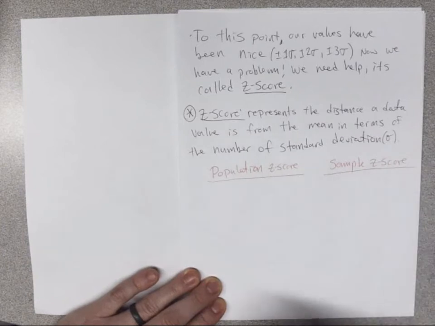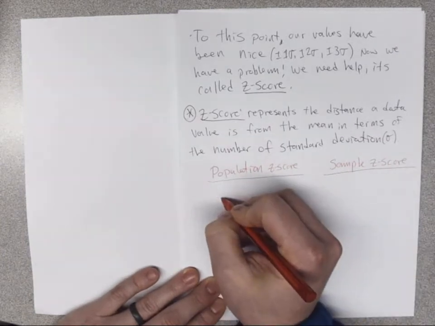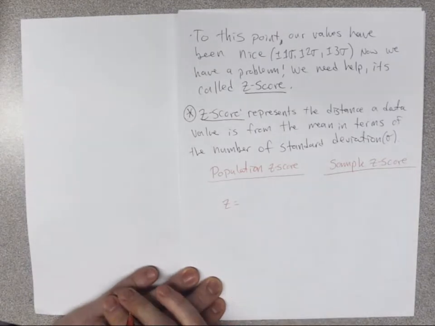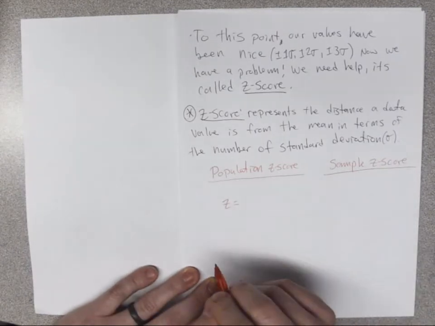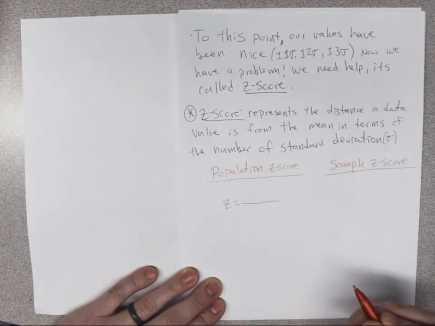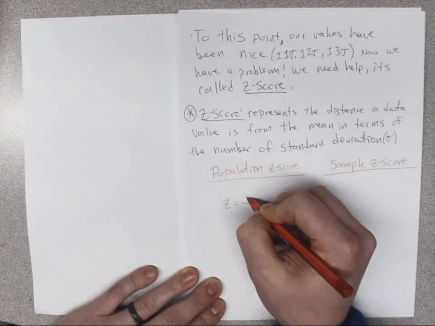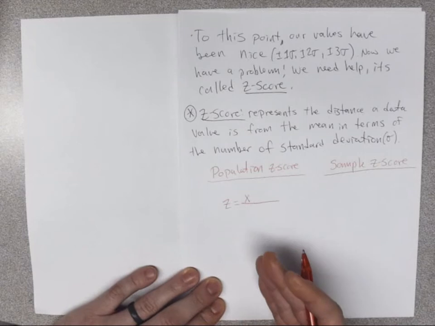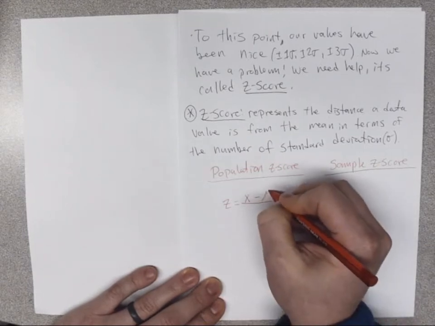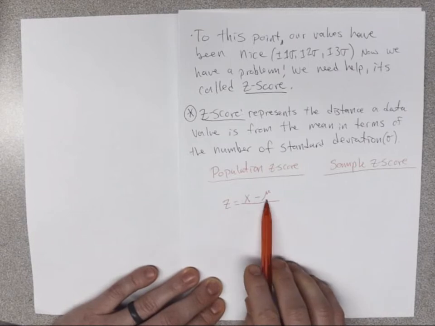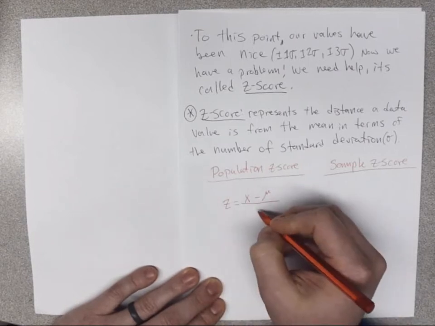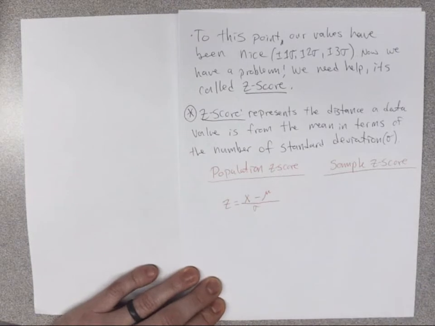Fairly straightforward formulas here. So it starts out z is equal to, and just watch me for a second and then you can finish writing. So there's a divide sign. On top, it's going to be x, so whatever your observation is that you're looking for or that you have, minus the mean mu. Notice I'm using mu because it's the population. And then that is divided by the standard deviation sigma.